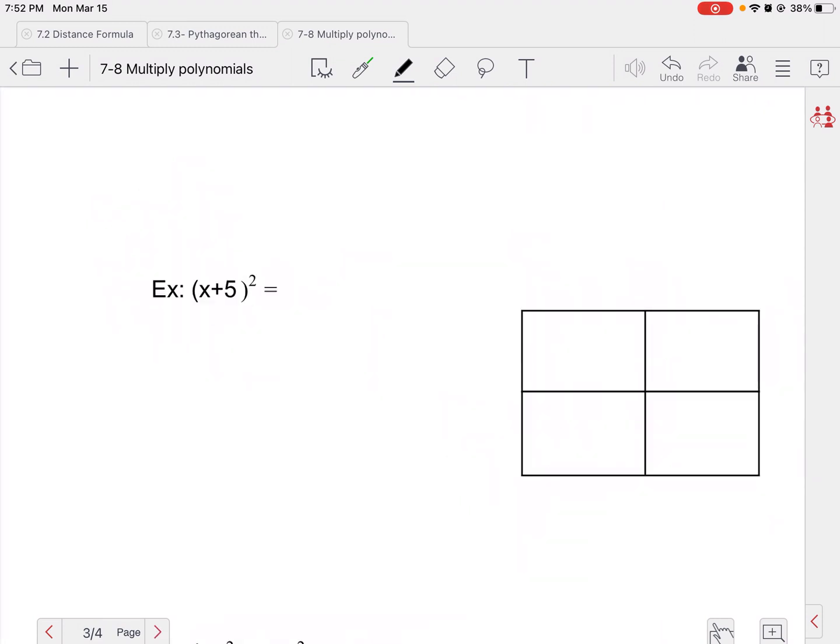All right. Now this one is trying to trick you up just a little bit. This really means x plus 5 times x plus 5. So you write it twice and then you multiply it. So go ahead and try this one on your own using whichever method you prefer.